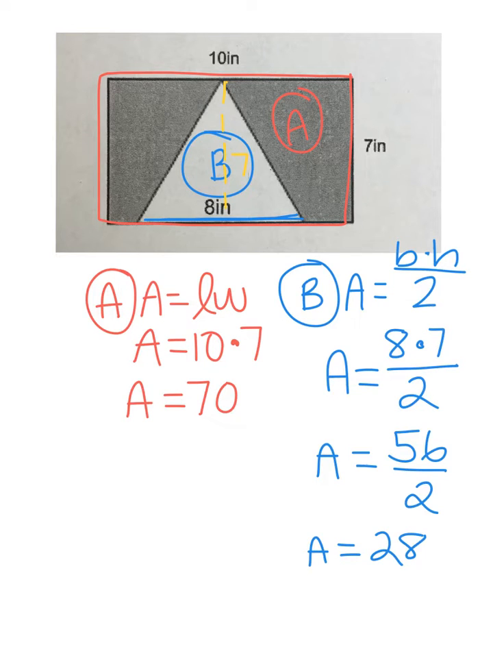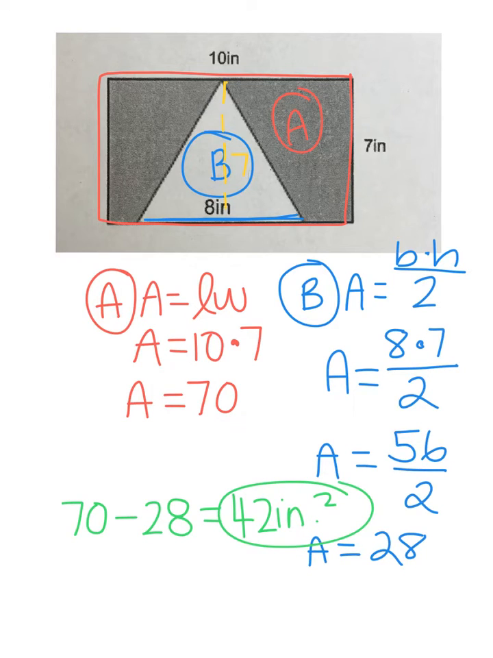Now, we only want to know the area of the shaded region. So we're going to take our 70, which is our big rectangle, and we're going to subtract out our unshaded region, which was the triangle, that had an area of 28. When I do this, 70 minus 28 gets me 42 inches squared. And that's my final answer.